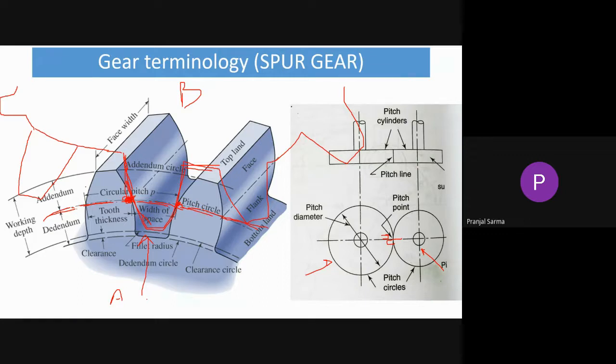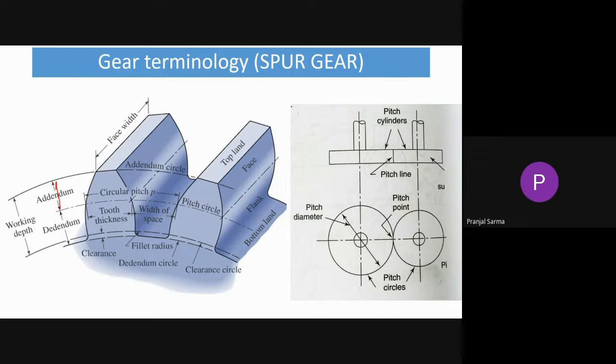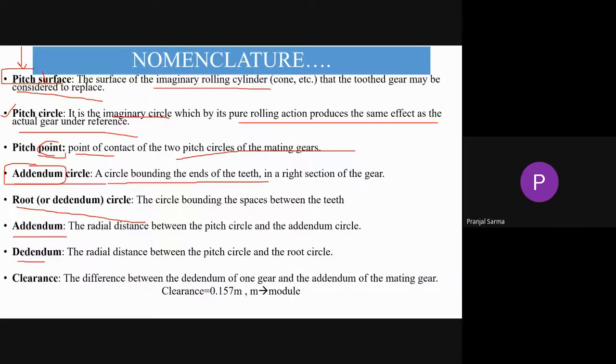Now, if you look at this particular gray colored one, the addendum is nothing but this radial distance. This is not a linear distance like this. Suppose the center is somewhere here. From this center, these are the radial distances, so along the radius. The radial distance between the pitch circle and the upper addendum circle, this much distance, the upper portion, is known as the addendum. Understood?